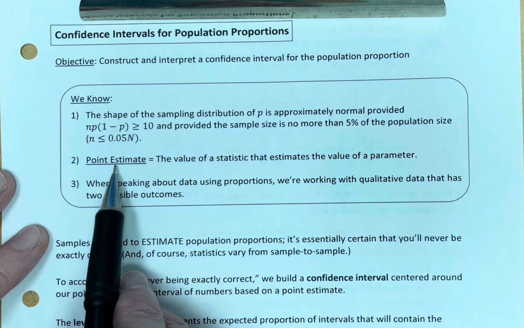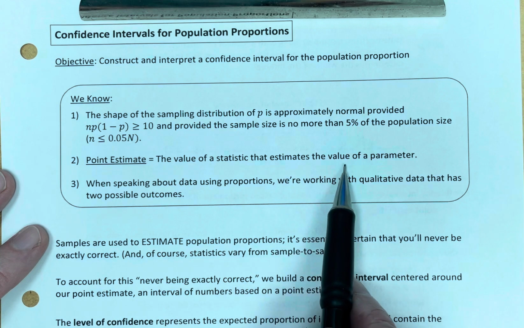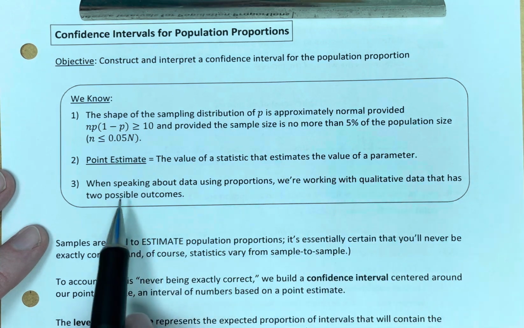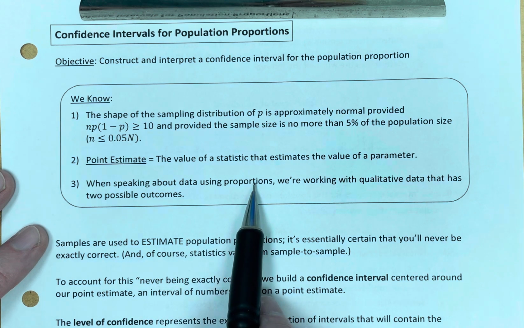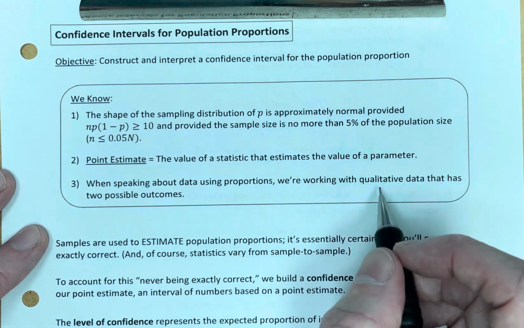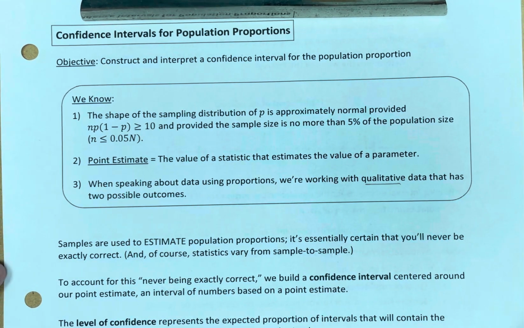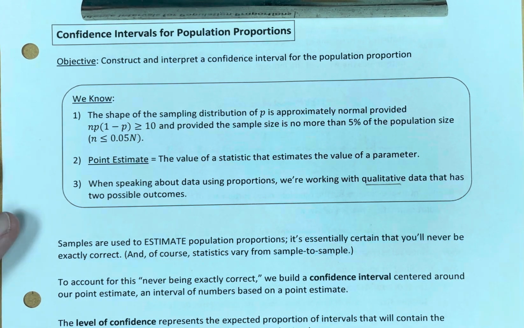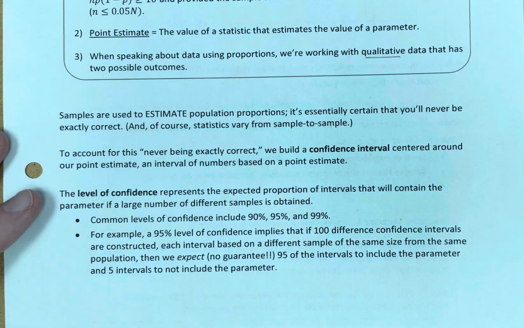We know what a point estimate is: the value of a statistic that estimates the value of a parameter. And we know that when we're speaking about data using proportions, we're working with qualitative data that has two possible outcomes. Generally, agree, disagree, or yes, no are the kinds of things we're working with here with proportions. Okay, so let's go through a little bit about some vocabulary and some sense of what we're doing here.